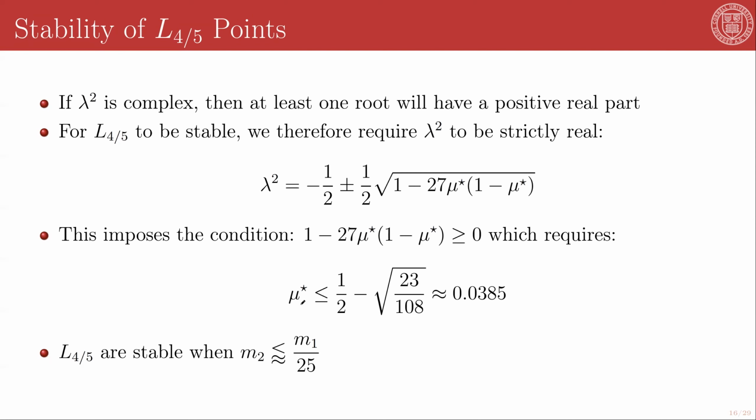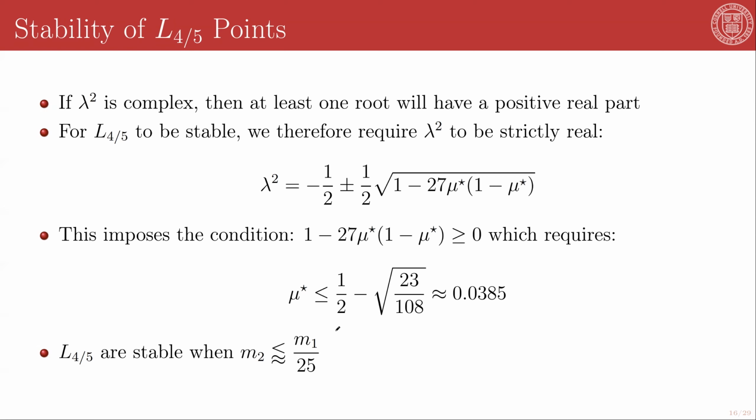If we solve this, we find that we impose the restriction that mu star has to be less than or equal to 1/2 minus the square root of 23 over 108, which works out to approximately 0.0385. Or in terms of the masses of the primaries, it means that the smaller mass has to be less than or equal to approximately 1/25 of the larger mass. So L4 and L5 are not linearly stable for all combinations of primary masses. If you have, for example, equal mass primaries, L4 and L5 will not be stable.